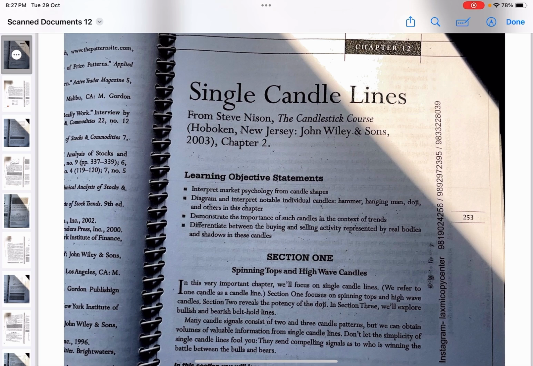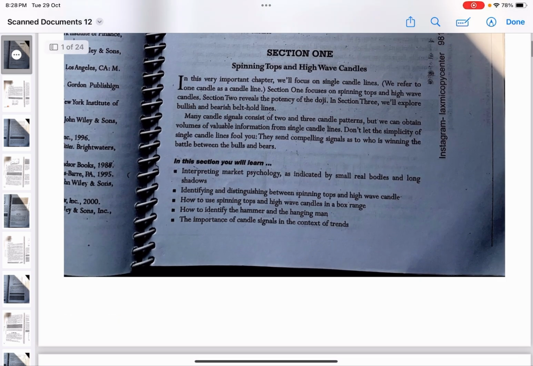And when I say candle shapes, what exactly are candle shapes? Candle shapes basically depict the market behavior, or the psychology of the people who are present in the market. Diagram and interpret notable individual candles, hammer, hanging man, doji, and others. Demonstrate the importance of such candles in context of trends. Differentiate between buying and selling activity represented by real bodies and shadows.